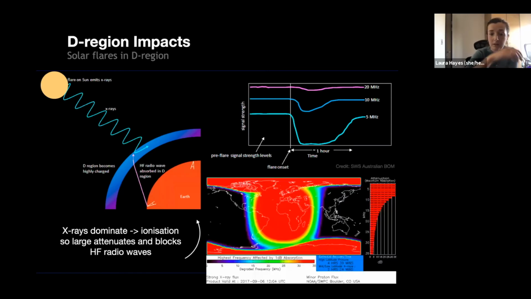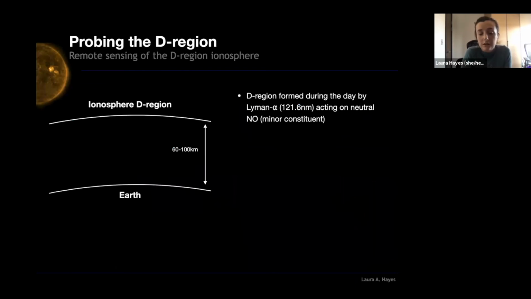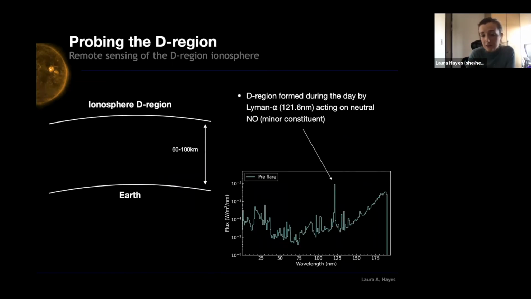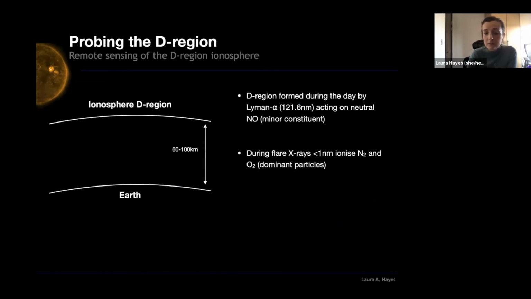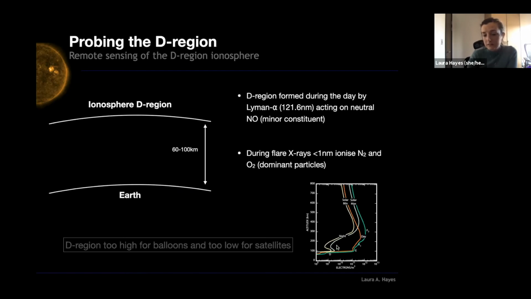during a flare. So again, just going back to this idea of the D region absorption model, we can see that this red means you can't essentially use high frequency radio communications in this region at all during a flare. Now, going back a little bit about the D region, it's formed, as I said, during the day, caused by the Lyman alpha line. And this is the strongest line that we see from the sun. But again, the X-rays dominate, with N2 and O2 being the dominant particles. And again, as I mentioned before, it is too high for balloons and too low for satellites.